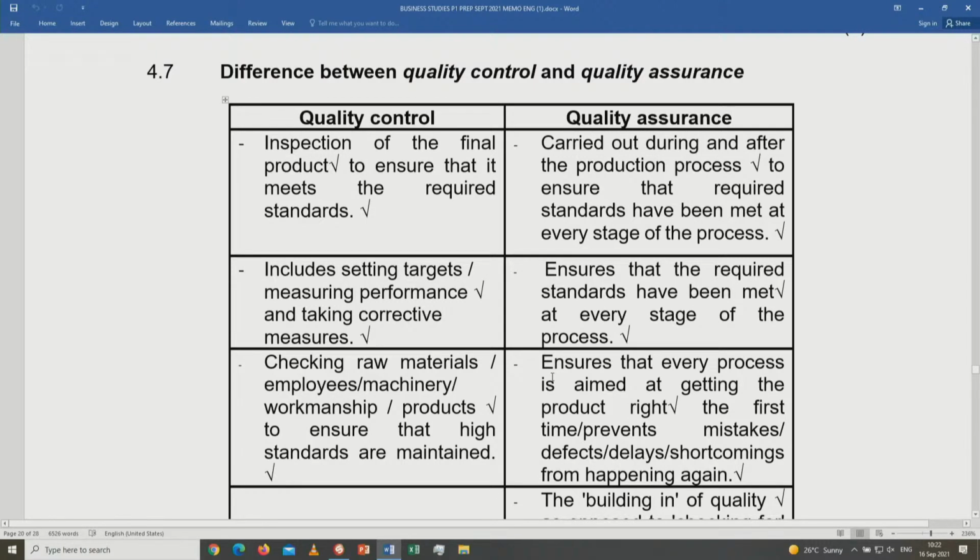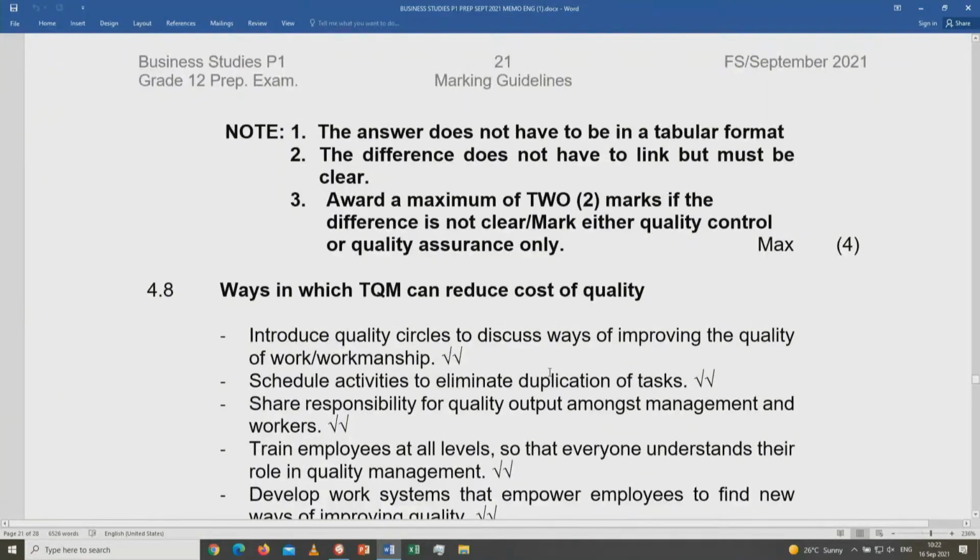You can concentrate only on quality control or only on quality assurance, because it is expected that the difference should be clear, even though it does not link. But if it is not clear, you can either award marks only for quality control or only for quality assurance. I hope that is clear.